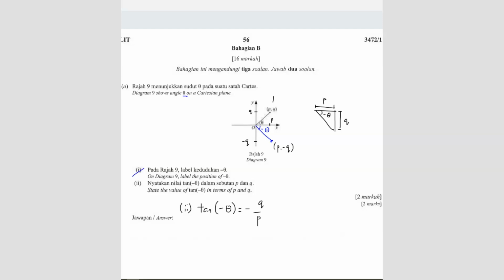Remember, all science teachers are crazy. So tangent positive is only in the third quadrant, so in the fourth quadrant it is going to be negative, so your answer is negative Q over P.